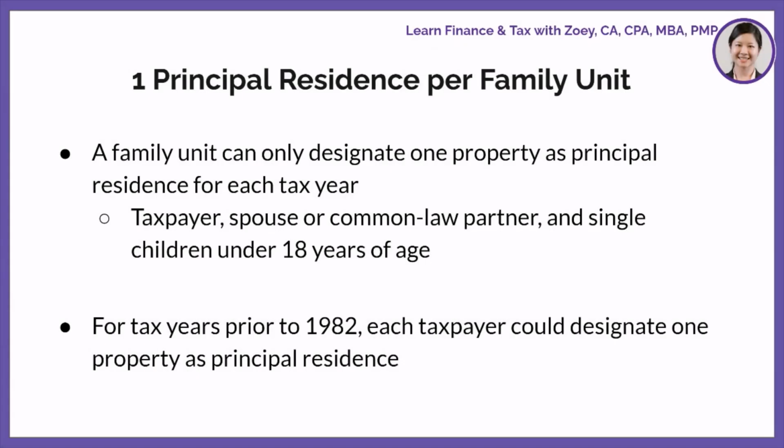For each year, a family unit can only designate one property as principal residence. A family unit includes the taxpayer, spouse or common law partner, and single children under 18 years of age. For tax years prior to 1982, each spouse could designate a separate property as principal residence as long as the property wasn't jointly owned.